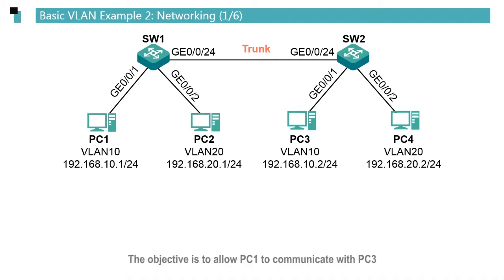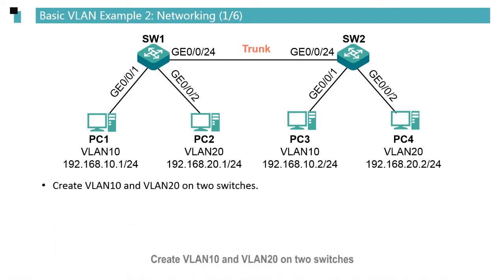The objective is to allow PC 1 to communicate with PC 3 and PC 2 to communicate with PC 4. Note that PC 1 cannot communicate with PC 2 and PC 3 cannot communicate with PC 4. This is because they belong to different VLANs, and communication between them would require a Layer 3 device.